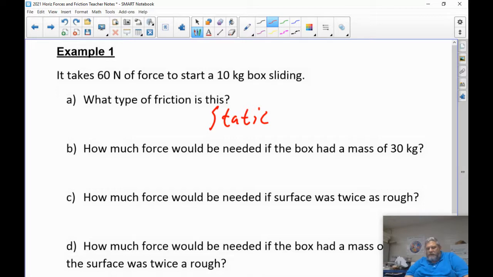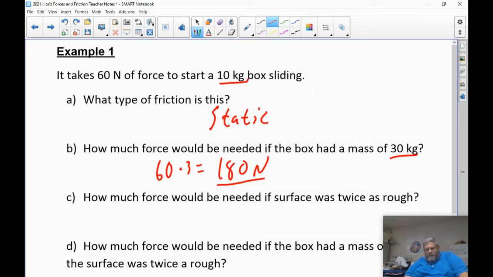How much force would be needed if the box was a mass of 30 kilograms? Well, we know that the frictional force is proportional to the weight of the box or the mass of the box. So 30 kilograms is 3 times more than 10. So if it's proportional, then the force would be 3 times as much. So 60 times 3, or 180 newtons.